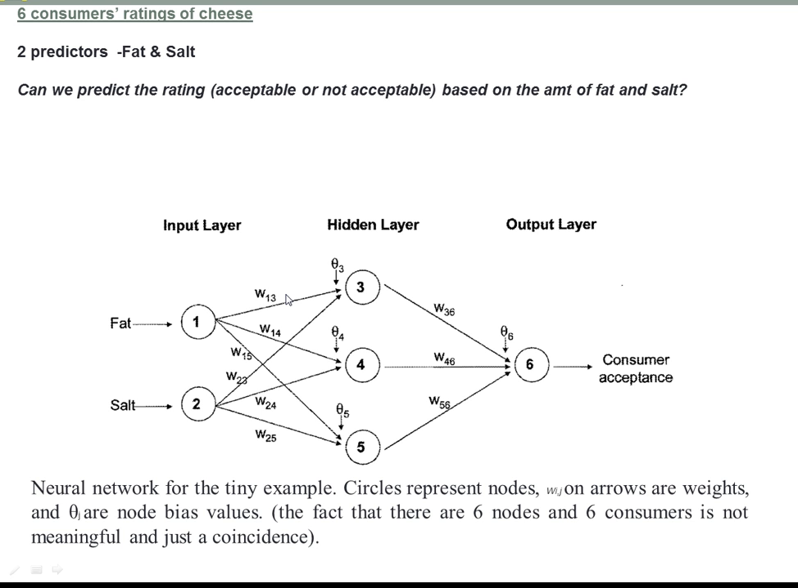Okay, one more. How many originate from node 3? And what's it labeled as? W36. How many from node 4? 1. And what's it labeled as? W46. And how many from node 5? 1. What's it labeled as? W56, right? All right. Can you see how the edges are labeled?